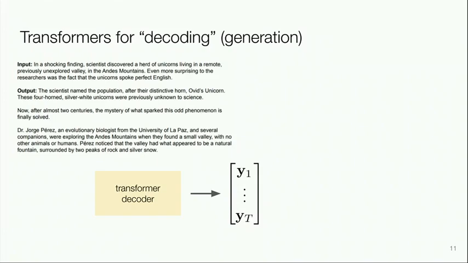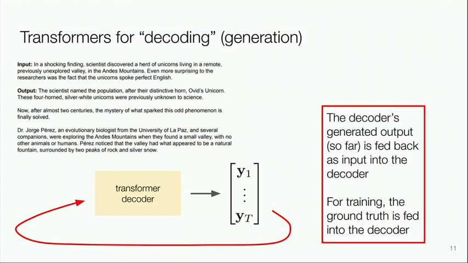How does it know what the next Y is? It basically has to know everything that it's generated previously. So what it's going to do is something along the lines of generate Y1, and then Y1 gets fed back into itself in order to generate Y2. Y1 and Y2 then get fed back in to generate Y3, and so on. In this way, we can almost think of it as generating one word at a time, conditioned on all of the words that we had previously. So the decoder's generated output so far is fed back as input into the decoder.